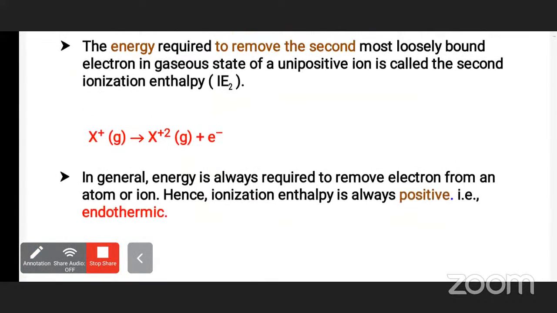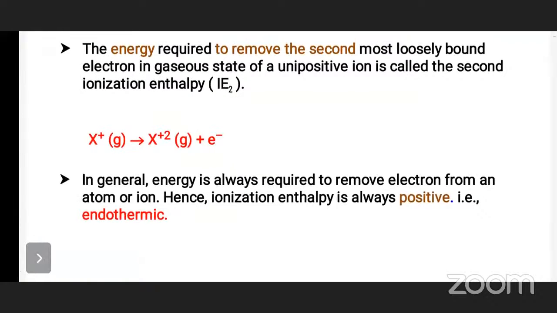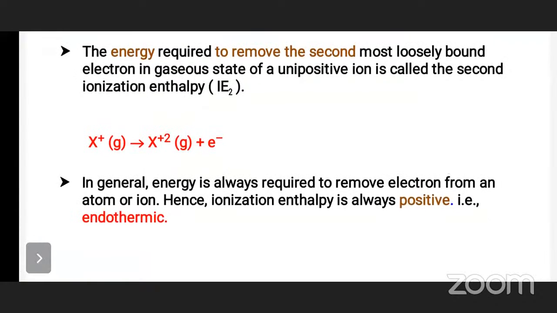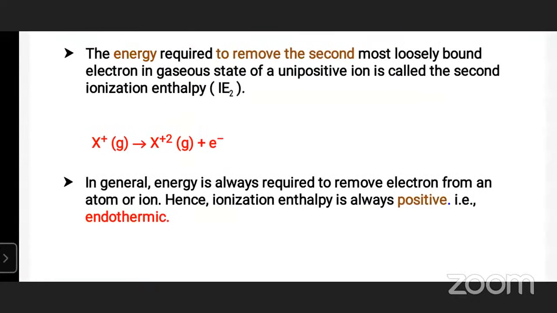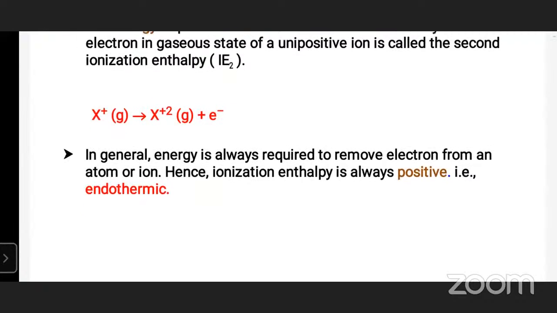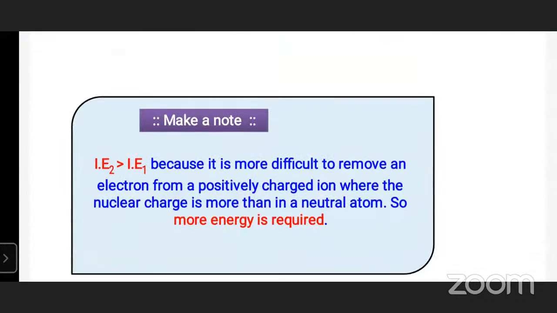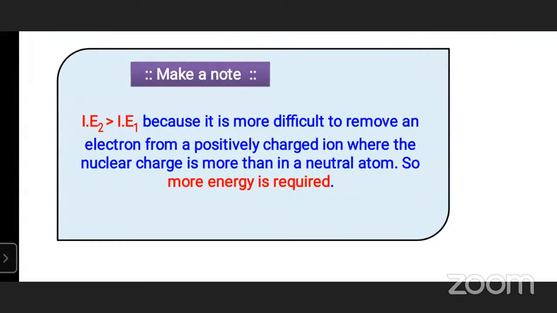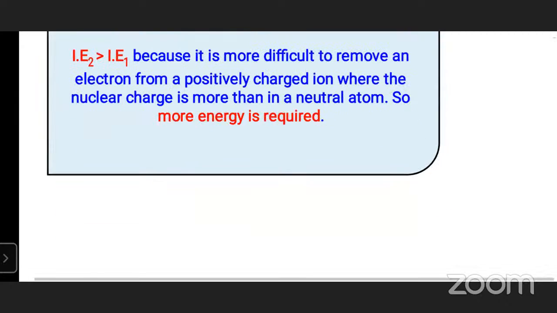In general, energy is always required to remove an electron from an atom or ion, hence ionization enthalpy is always positive. So it is an endothermic reaction. Make a note: IE2 is greater than IE1 because it is more difficult to remove an electron from a positively charged ion, where the nuclear charge is more than in neutral atoms. So more energy is required. Therefore, IE2 is greater than IE1.